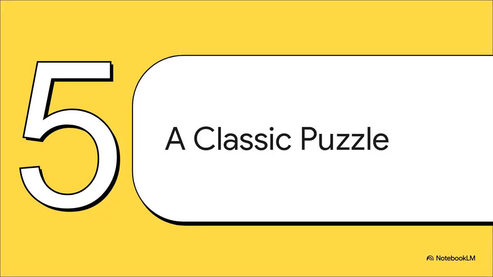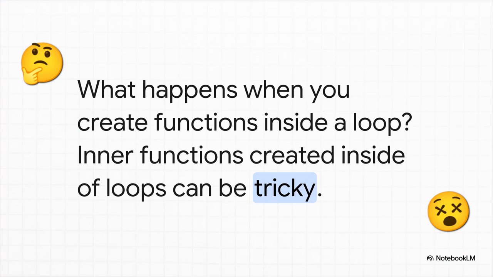All right, let's tackle a classic gotcha. For our last section, we're going to look at a puzzle that I swear almost every JavaScript developer runs into at some point. And it perfectly reveals a super crucial detail about how closures work. So the setup is really simple. What happens when you try to create a bunch of different functions inside a standard for loop? You might expect one thing, but if you're not careful, you're going to get something completely different.